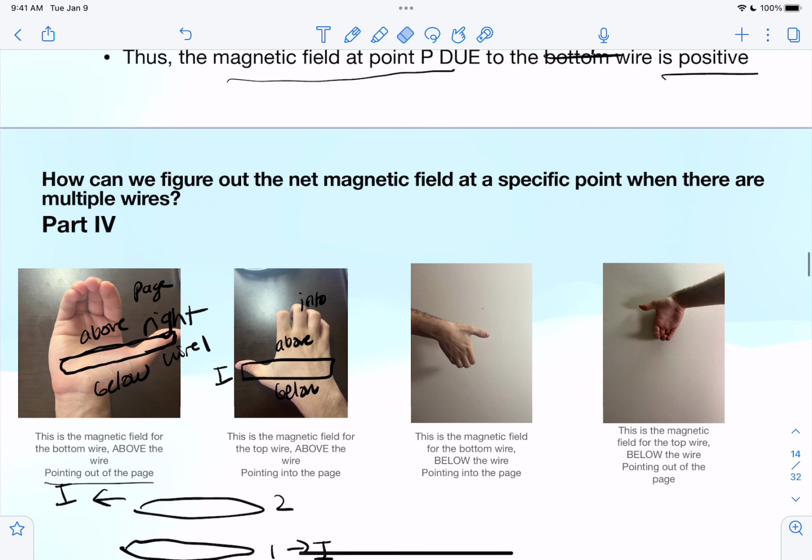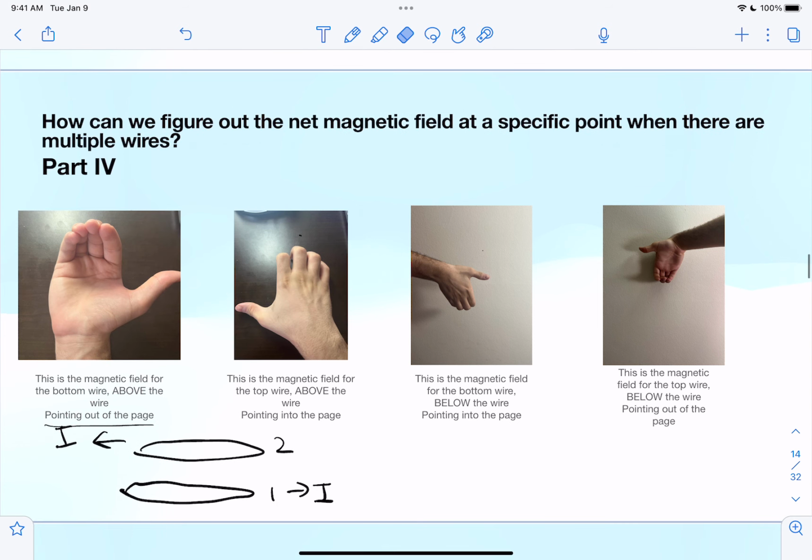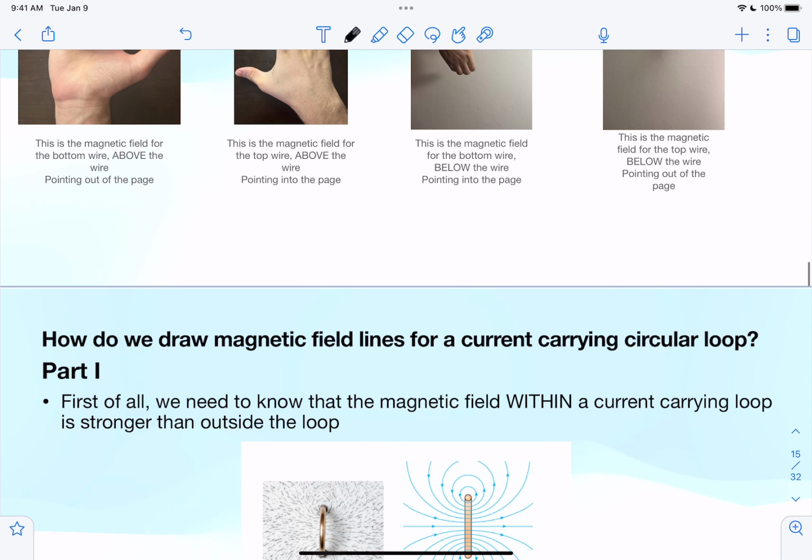Does that make sense so far? Do these pictures help clear things up? Sound good? Yes, no, give me some thumbs up or something. Okay, I see a thumbs up. All right.